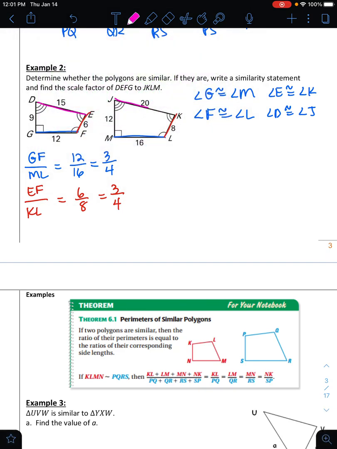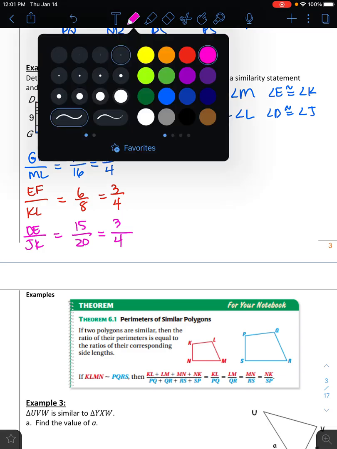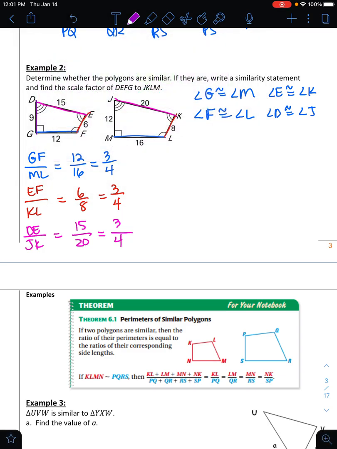How about the top? DE in a ratio with JK. So I will have 15/20, and let's hope it gets 3/4. Divide by 5, 3/4. Okay, we're probably good. One more. DG over JM.